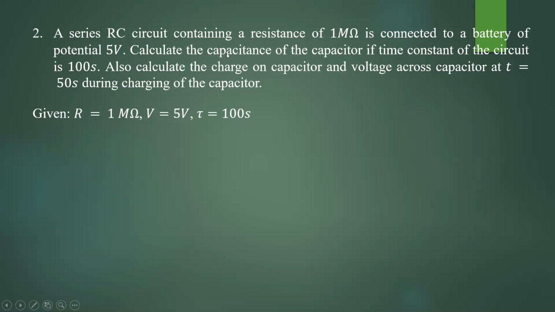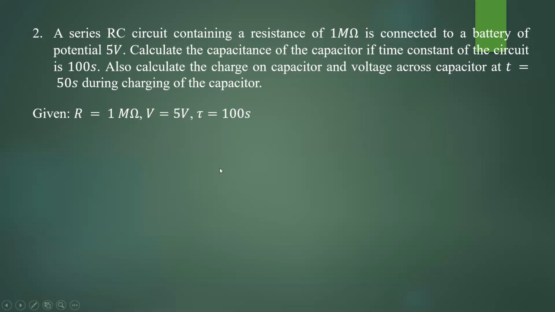First you have to calculate the capacitance of the capacitor. How to calculate that? R is known, the time constant of the circuit is known. Therefore, is it possible to calculate the capacitance? Anyone? Yes, sir. Using which formula you have to use? T by R.